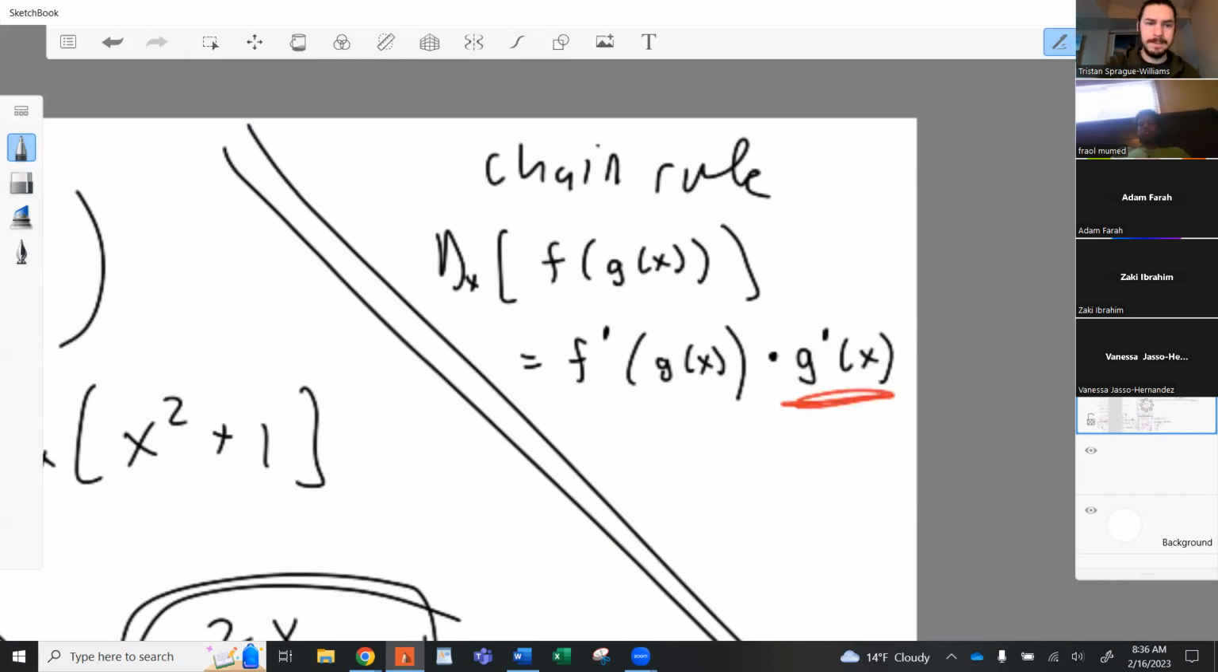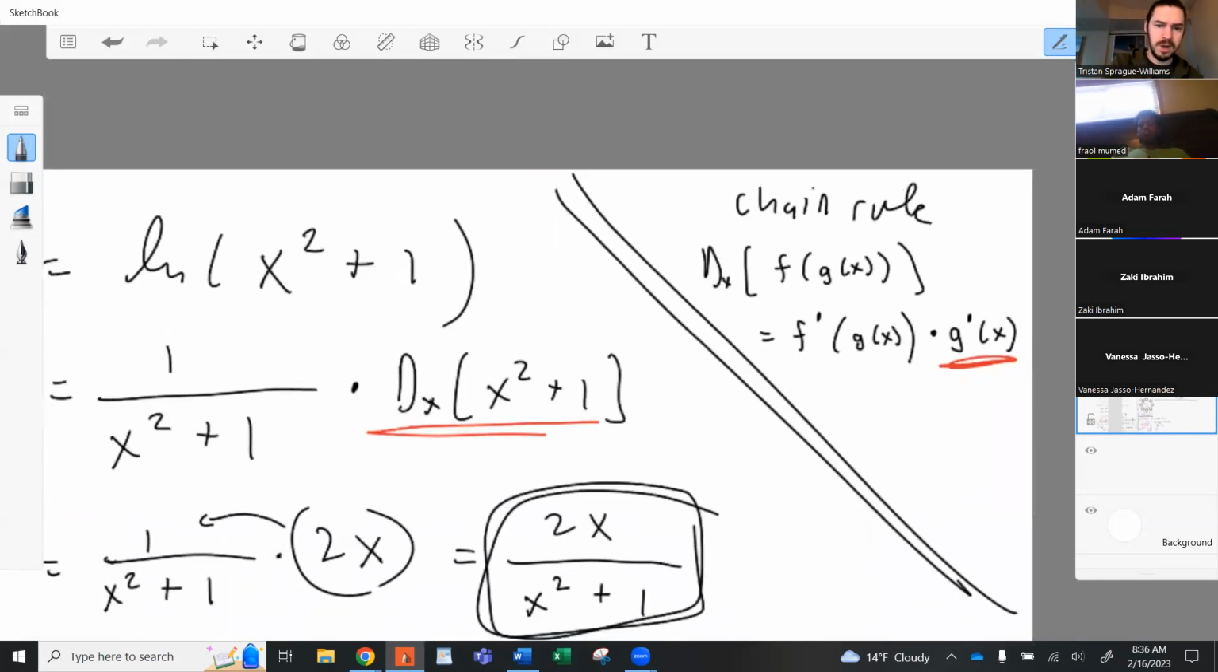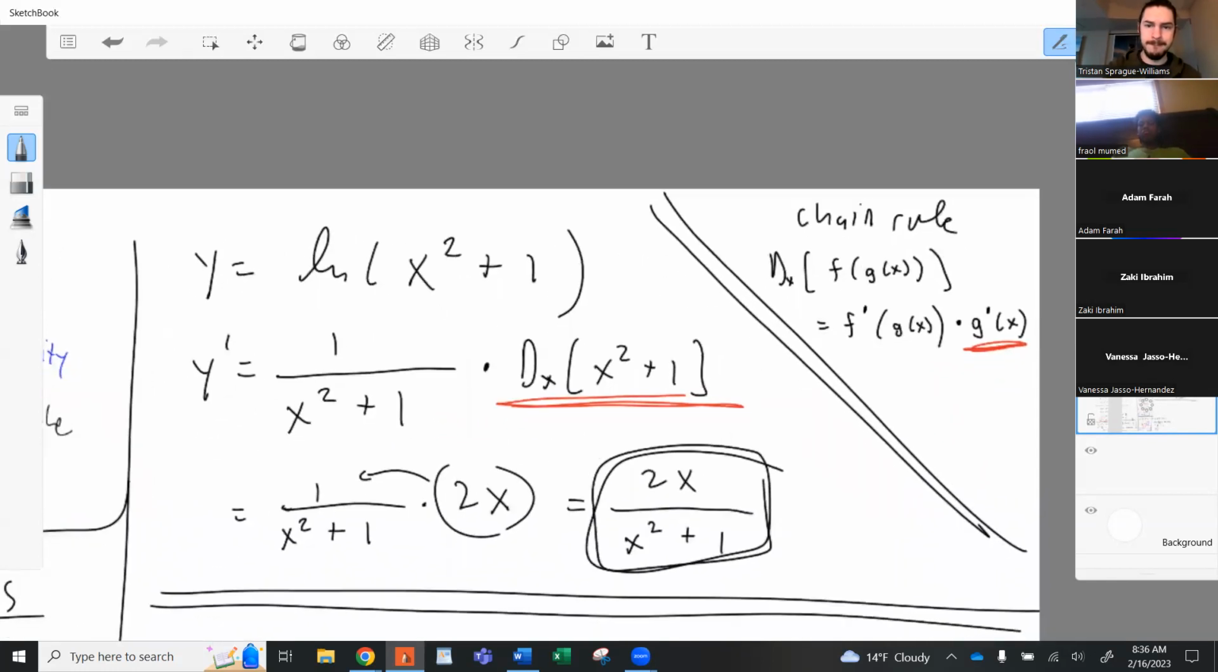So that was this part. And this g of x here was this part. The f prime was the 1 over something. It's a color-coded version of seeing the different parts.